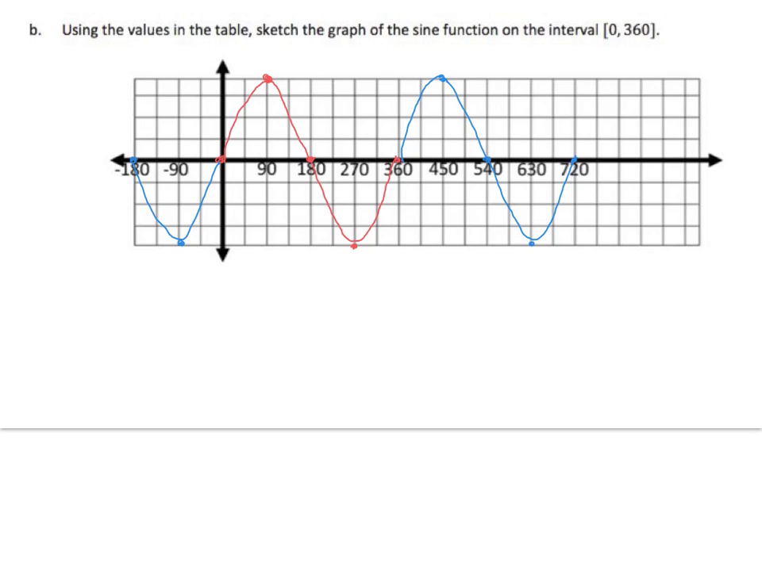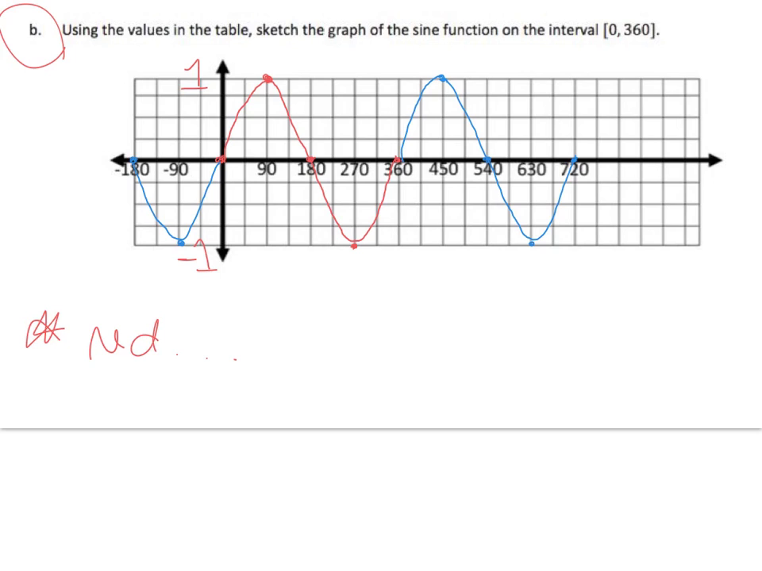Next slide. So first of all, for part B, I graphed in red just the values in the table. And it was a lot easier to graph the values in the table at points like 90 degrees, which I put at positive 1. And I just made 1 here and negative 1 there. So for 90 degrees, 1, for 180 we had 0, and for 270, negative 1, 360, 0. So it was easy just to go from the table in red. And that would be just the interval 0 to 360.